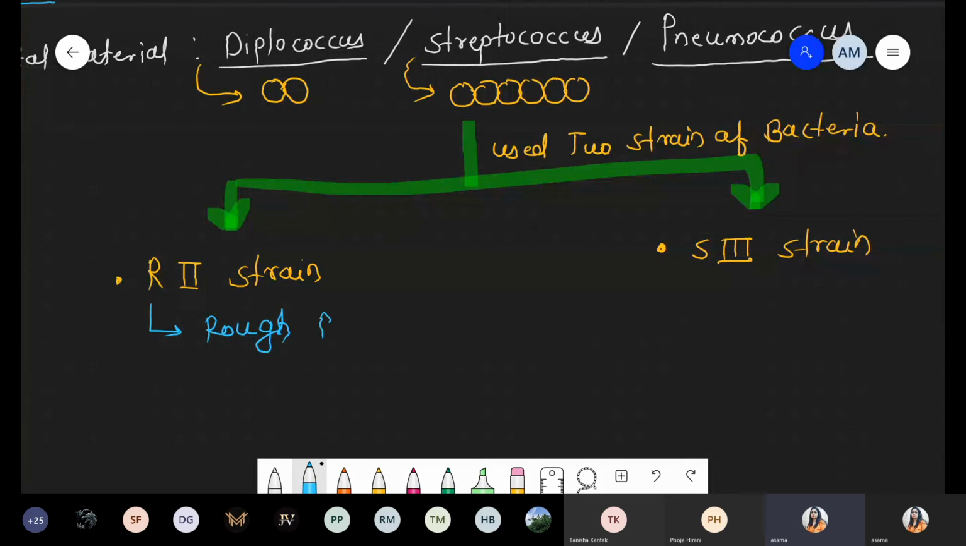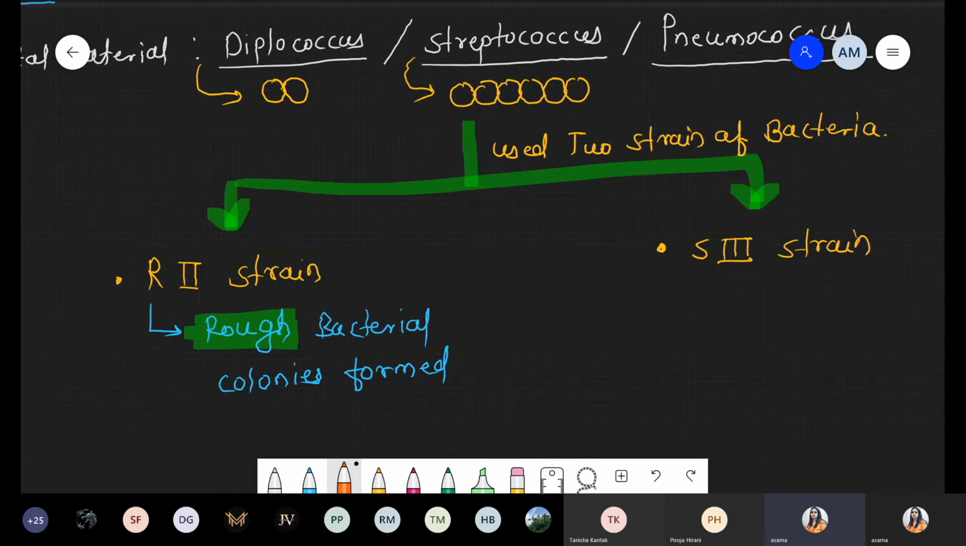So rough bacterial colonies they form. That's why they appear rough. Under the microscope, they look like a rough structure. So that's why we are using just this strain, R2. It is Roman 2, meaning they specifically selected the second strain, that is the rough second strain.